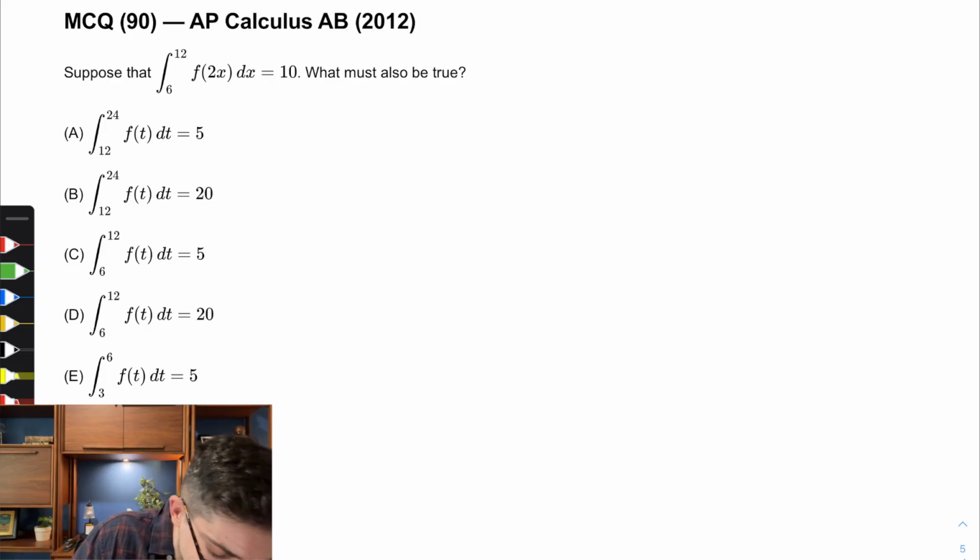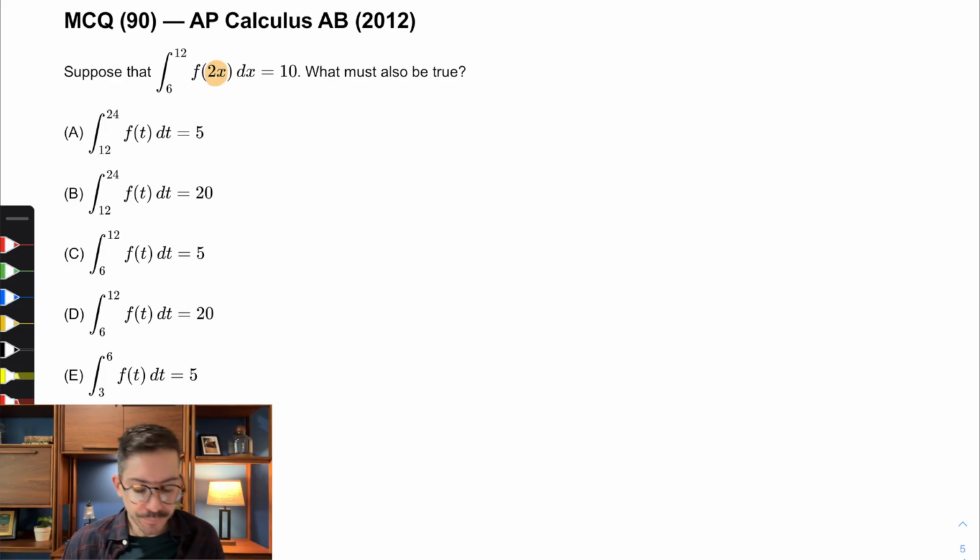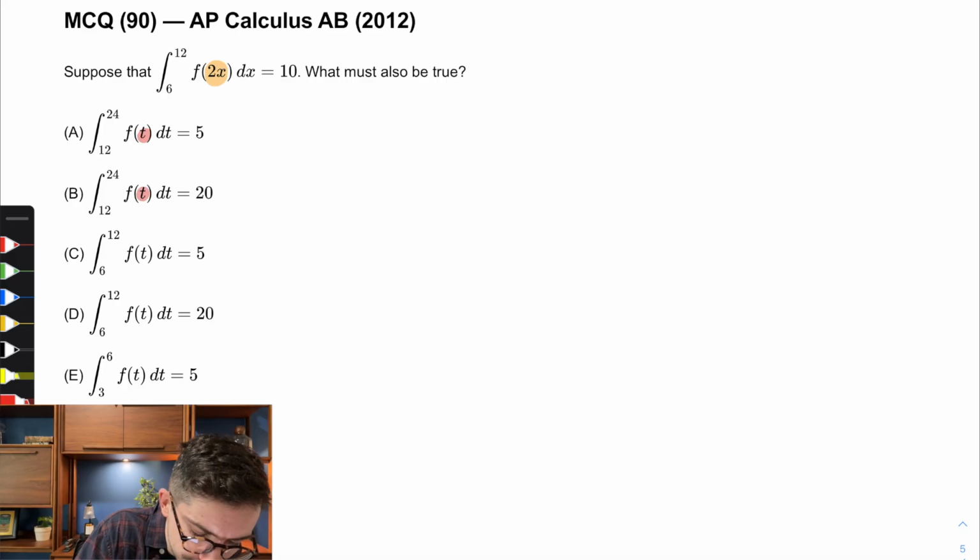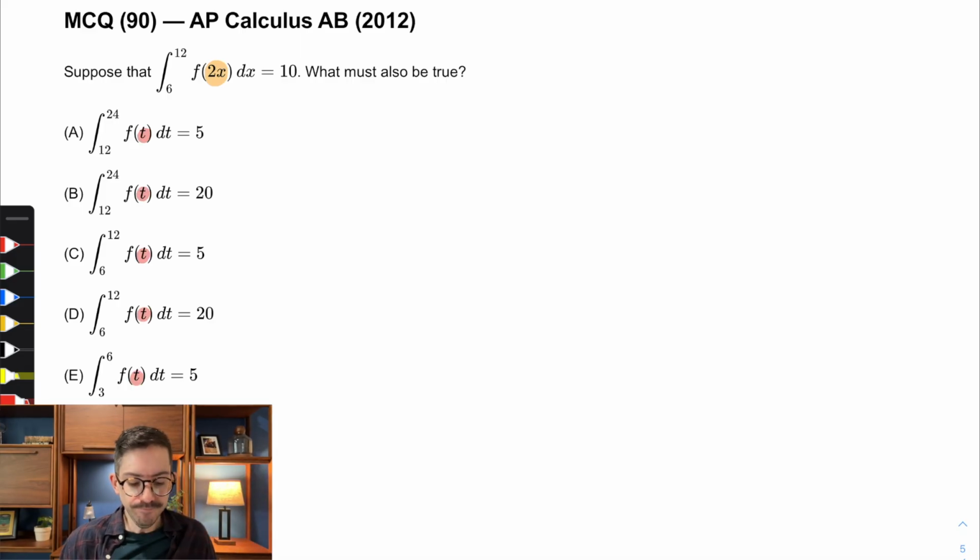What I do notice is that in the integral they've given me, the input is 2x. That's a bit weird, right? That kind of stands out to me. And I notice that in all of my answer choices, the variable is a single letter, t. My dx has changed to a dt. So if I'm comparing those integrals, I might think this looks a bit like integration by substitution, right? Certainly I'm using a different variable in the integrals. I don't know if they're related in any other way, but that hopefully sets up our integration by substitution antennas.